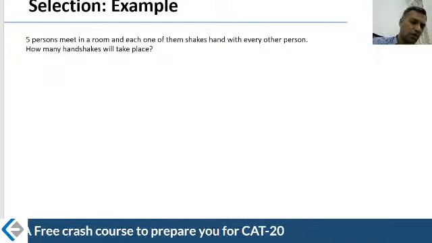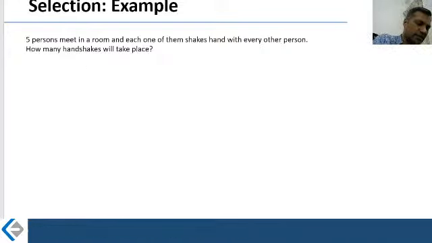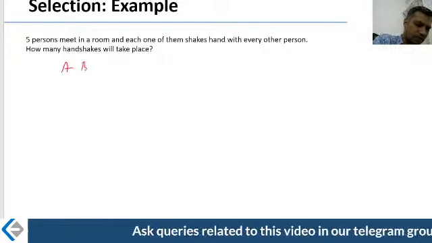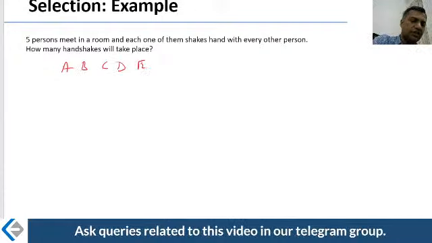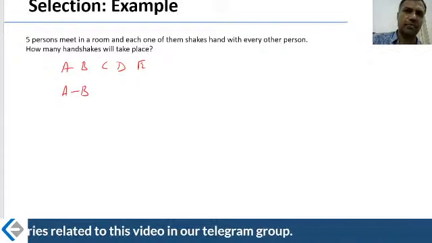Handshake is a selection. There are 5 folks, A, B, C, D, E. Selection is required. A shakes hand with B is the same as B shakes hand with A. You can't say that A shaking hand with B is different from B shaking hand with A.